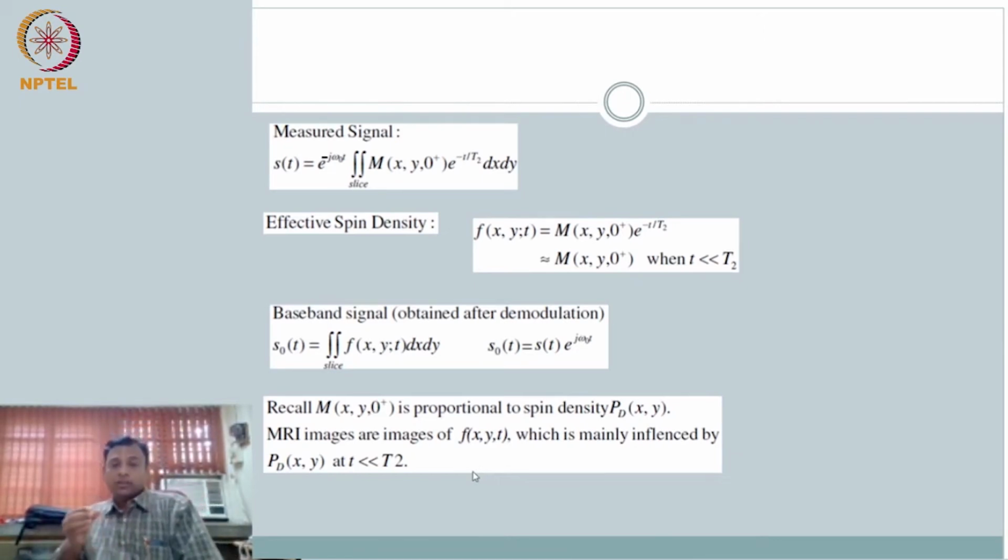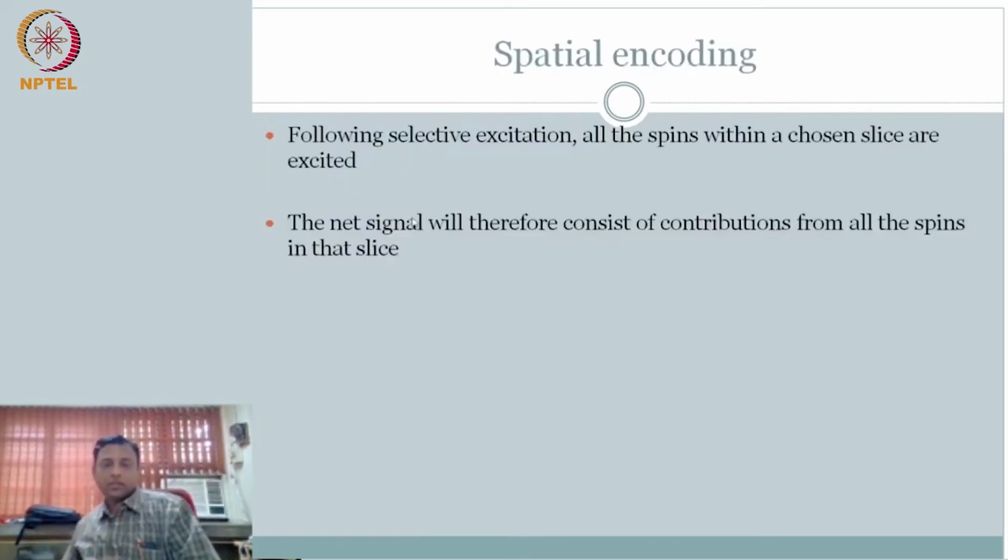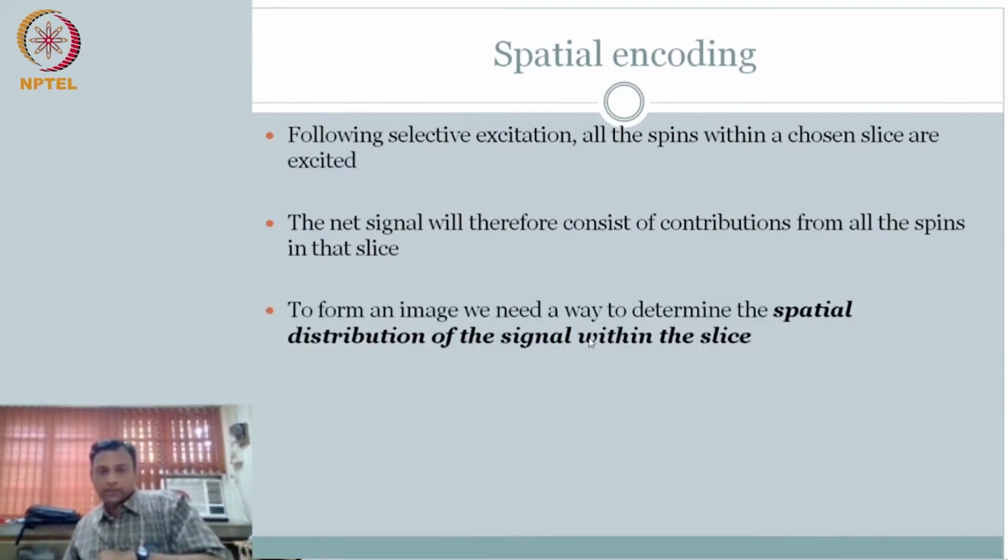Now what do we need to do? The signal still says it is coming from this volume. I need to know where in this volume it is coming from. That is the x comma y. So for that we do spatial encoding. Following the selective excitation, only the spins within the selected slice are excited. So the signal that you get is from all the spins within this volume. Now I have to recognize where within this plane the contribution is coming from. To form an image, we need a way to determine the spatial distribution of the signal within this slice, right? How do we do that?